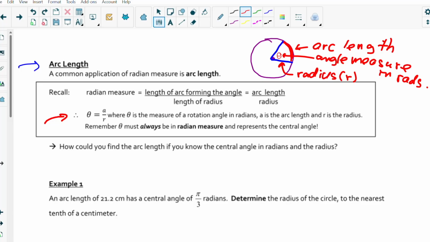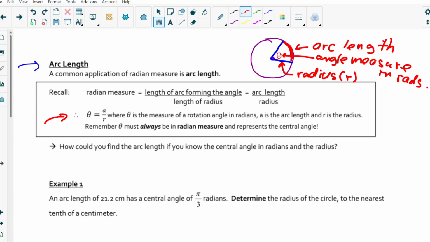Therefore, theta equals a divided by r, where theta is the measure of a rotation angle in radians, a is the arc length, and r is the radius, just like I showed you in the diagram. Remember, theta must always be in radian measure and represents the central angle. So when you are doing arc length, folks, problems involving arc length must be in radians.